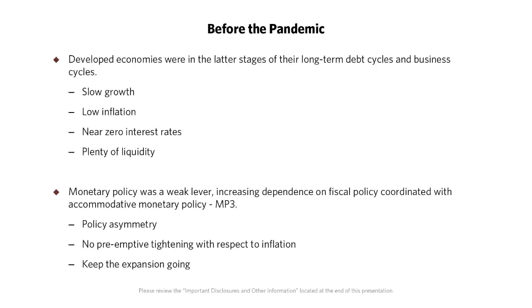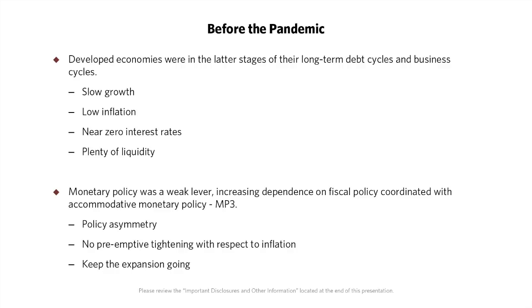So before the pandemic, we were in the latter stages of the long-term and short-term debt cycles for the developed world. We were looking at an environment going forward of slow growth, low inflation, near zero interest rates, but with plenty of liquidity. Monetary policy was a weak lever, creating increasing dependence on fiscal policy coordinated with an accommodative monetary policy, what we referred to as MP3. That's the world that we would be heading into.